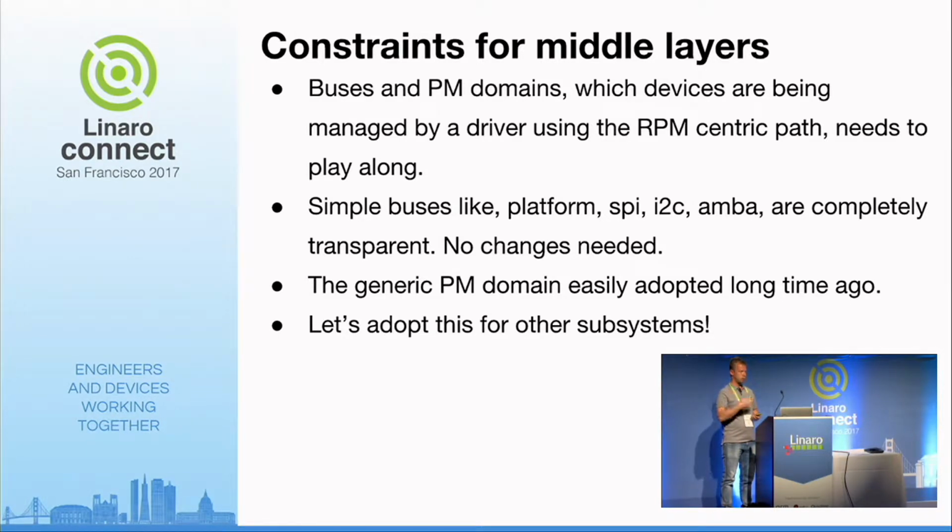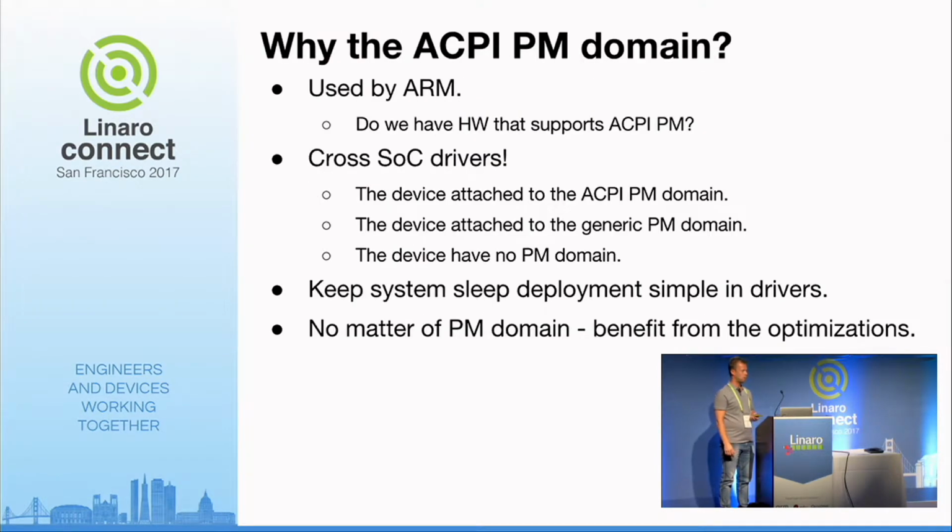Now, I was thinking that we have a bunch of other middle layers that are not as trivial. So ACPI, what can we do there, and why do we want to make changes there? Well, obviously the main reason is that I want to make sure that ACPI can take the benefit from using the runtime PM centric path, of course, because it's used by ARM, of course. But there is also another thing that's easy to forget here, is that we have these cross-SoC drivers, and those put the complexity on a different level.